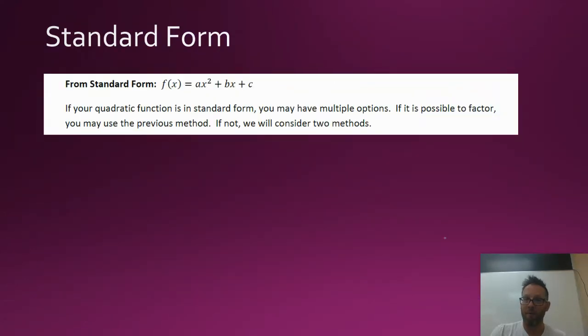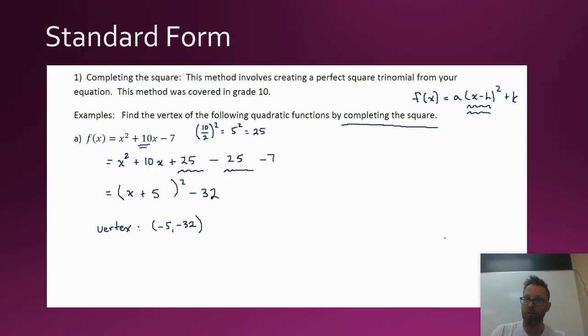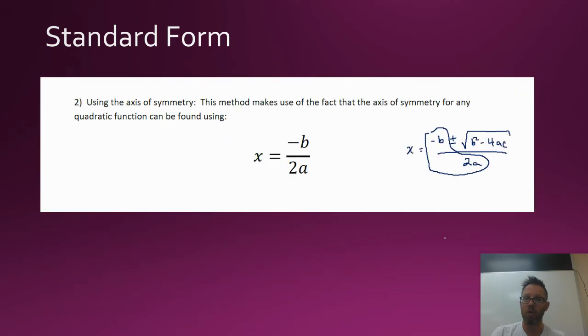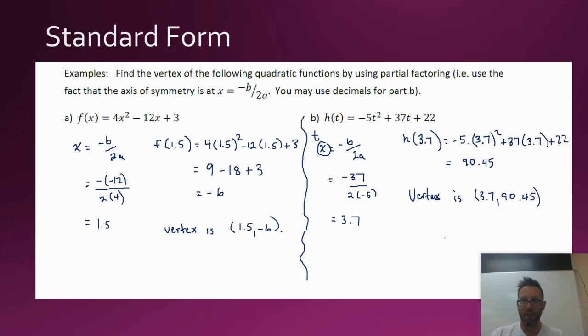When it's in standard form, you have a couple options. You can use this algebraic method of completing the square, or you can use the axis of symmetry formula. And moving forward, you have the freedom to use whichever method you like. I won't make you choose one over the other. So we'll obviously practice these skills together.